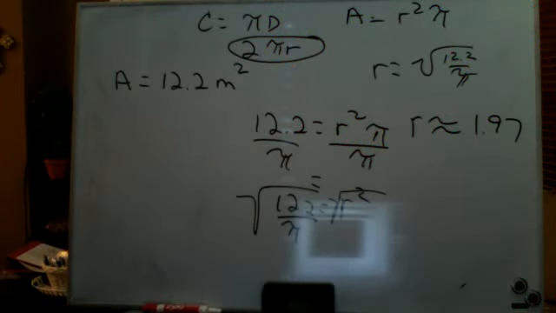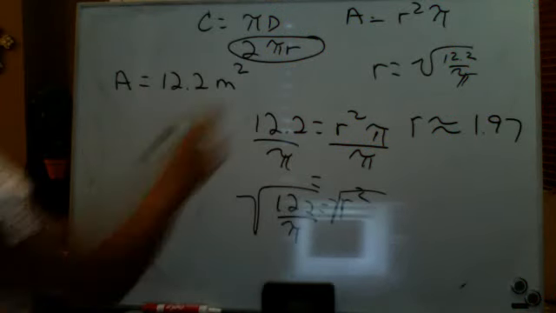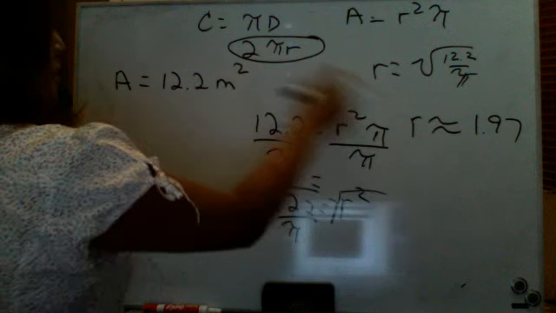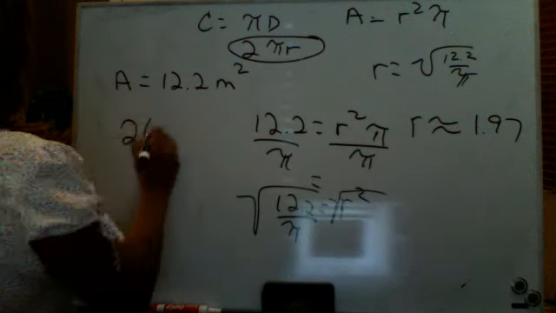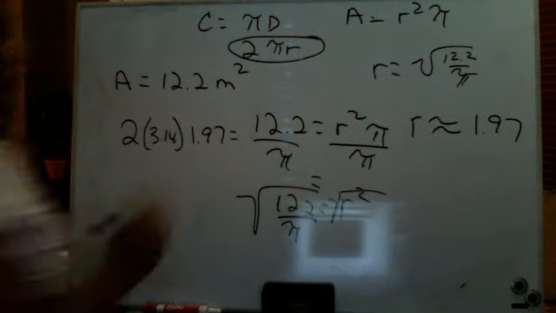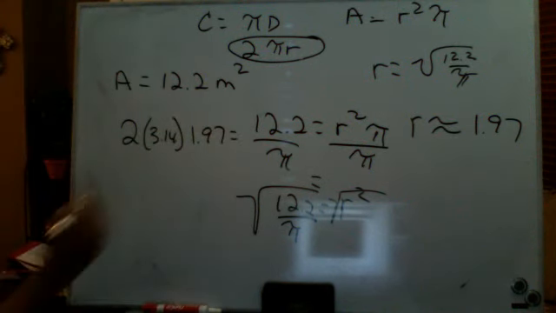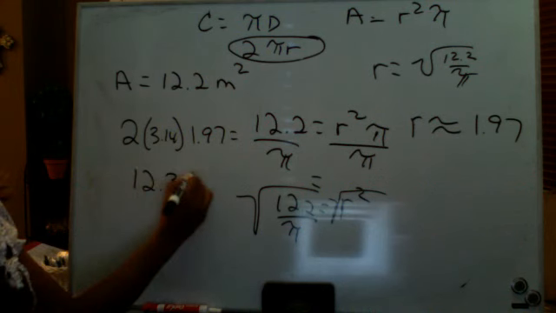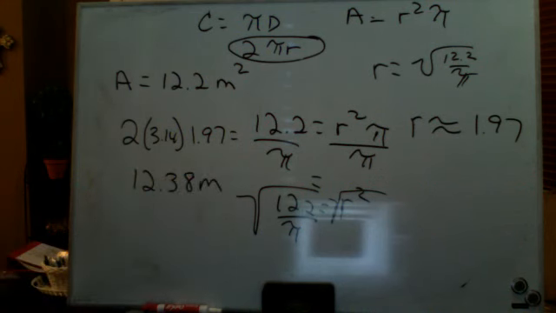So now can I find the circumference? Yes, I can. I've got r, that's all I need. 2 times 3.14 times 1.97. You multiply that out and you get the circumference is 12.38 meters. As simple as that.